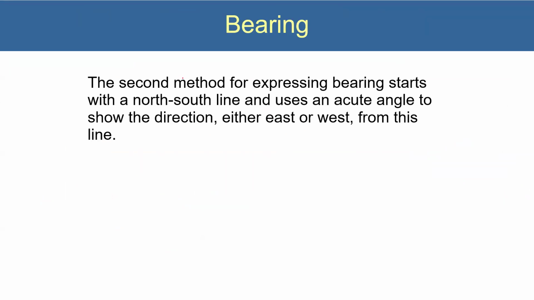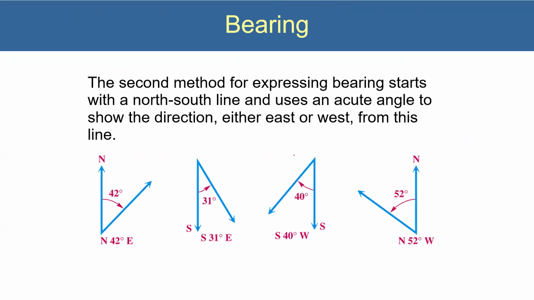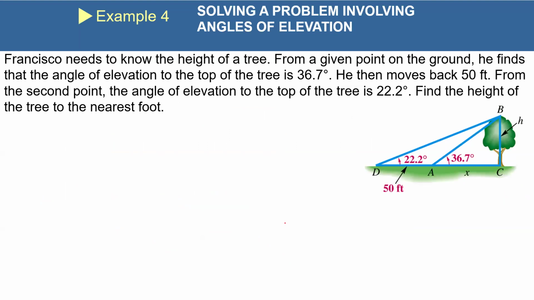All right, so the second method for expressing bearings starts with a north-south line and uses an acute angle to show the direction either east or west. So basically you are only focused on acute measurements. That sounds like too many more steps. So many. All right, so we're only looking at acute measurements.